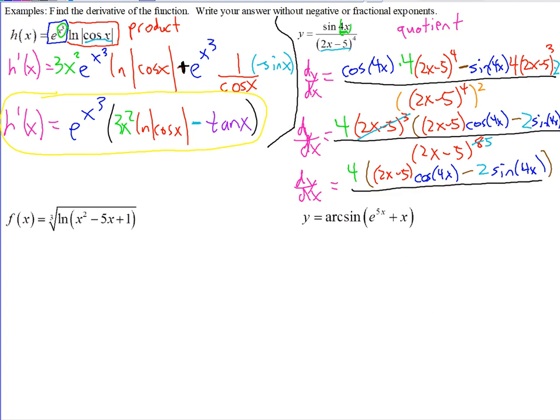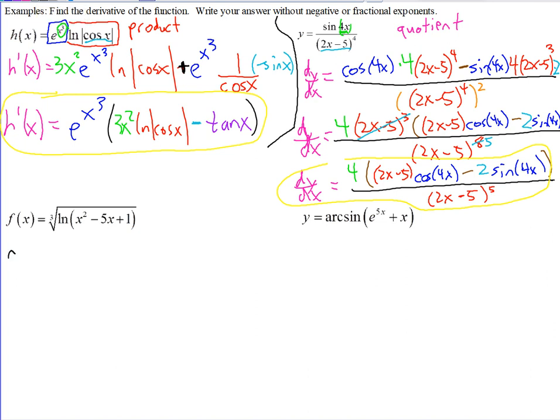All divided by 2x minus 5 to the fifth. Alright, let's take a look at the next one here. So in this one with the radical form, it tends to be a little easier if you first rewrite it. So let's go ahead and do that first.